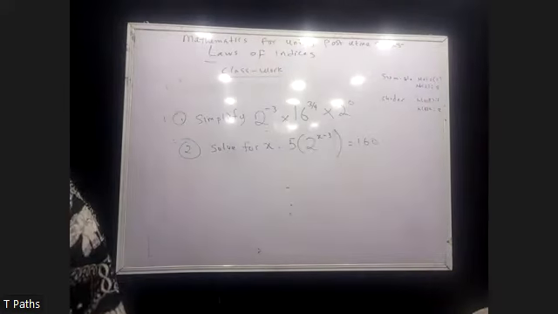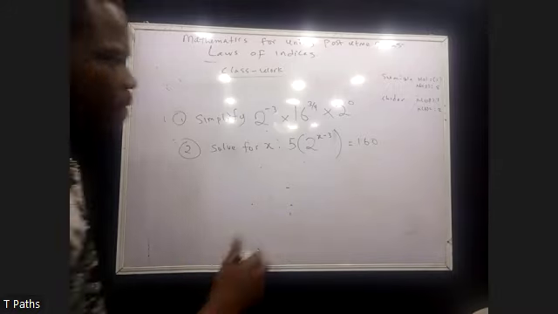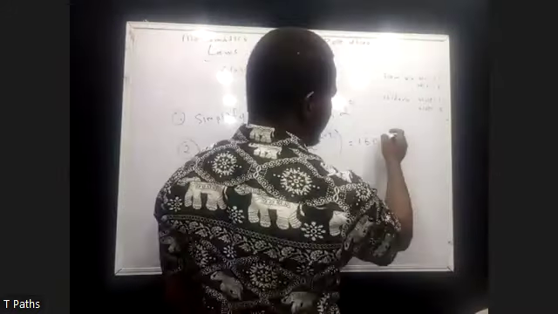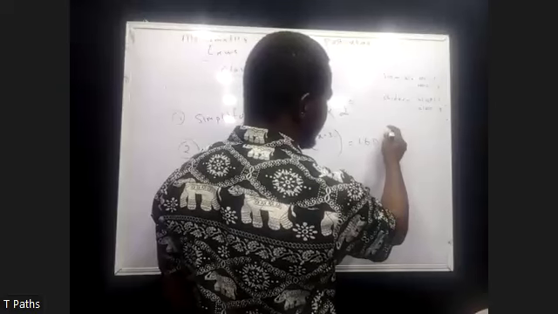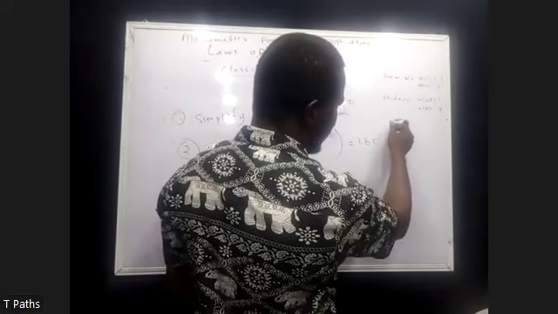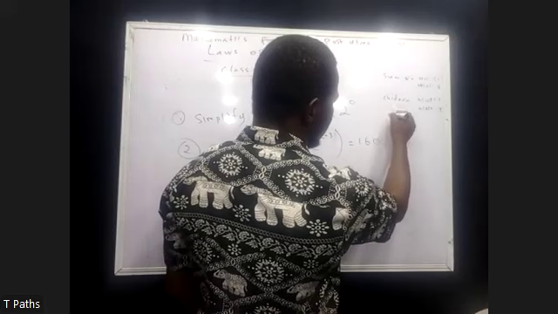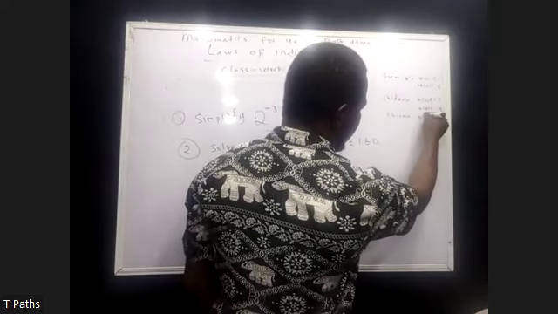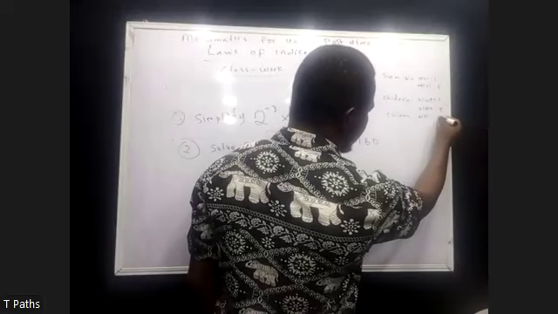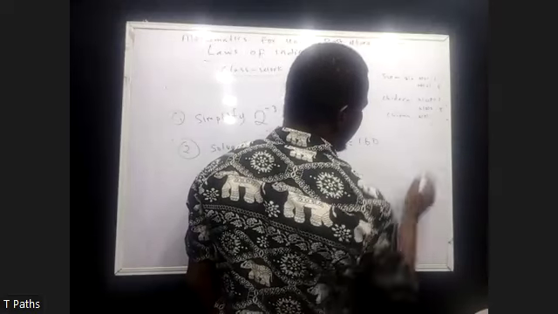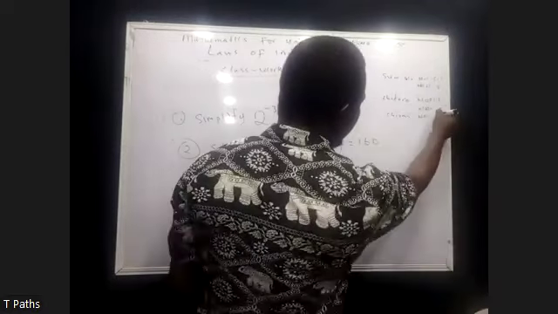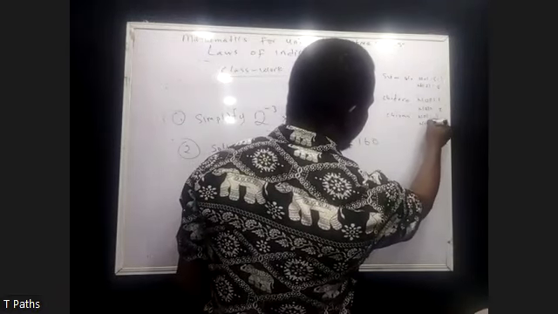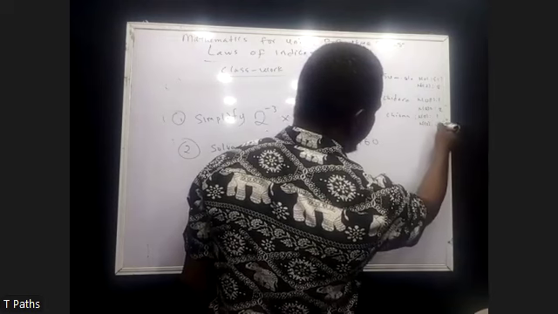Okay, sir, for the first one, I got 1. And for the second question, I had 8. What is your name? Choma Esther. Number 1, you got 1. Number 2, you got what? I had 8.